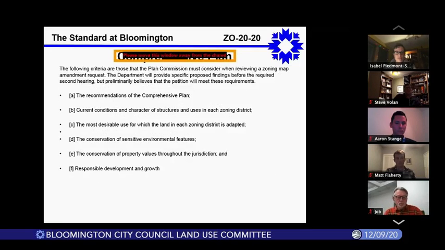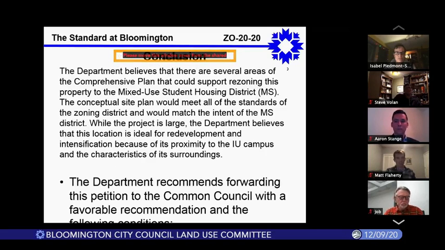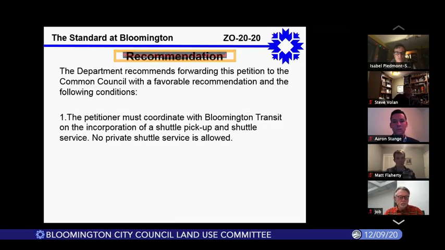So the Plan Commission did review this at their October meeting, I believe, and recommended 9-0 to forward this to you with a favorable recommendation. And just the one condition that deals with Bloomington Transit. Although the petitioners are not proposing any kind of a private shuttle, we just wanted to make sure that if they did propose a private shuttle at any time in the future, that be coordinated with Bloomington Transit and that no private shuttle service was allowed for this site.